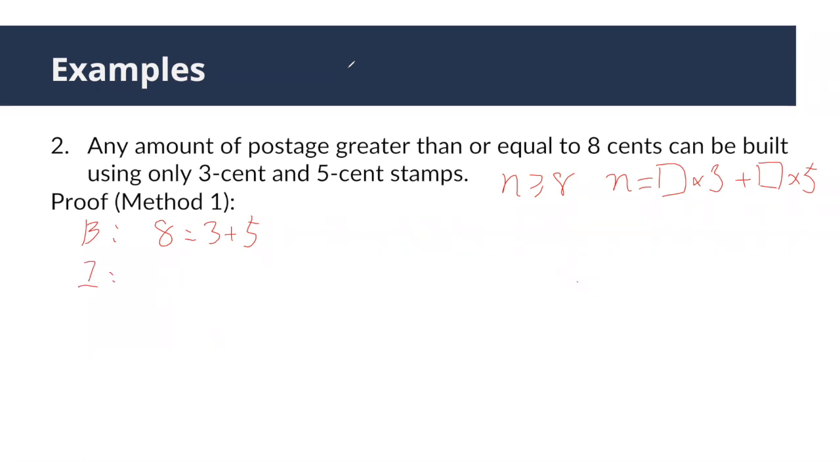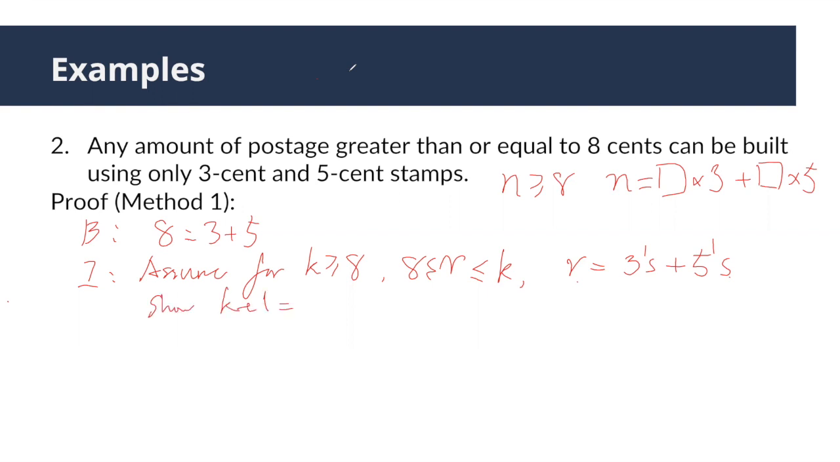For the inductive step, we first state the inductive hypothesis, which is we assume for any integer k greater than or equal to 8, and for any integer r that is between 8 and k, r is equal to the summation of 3s and 5s. This is our inductive hypothesis. Next, we state we need to show that k plus 1 is also equal to the summation of 3s and 5s.